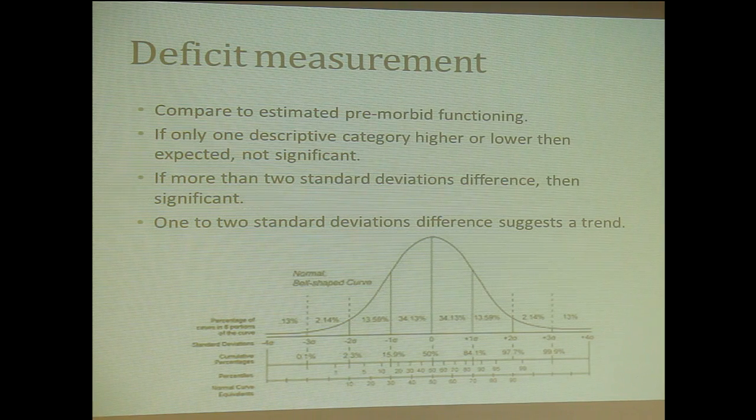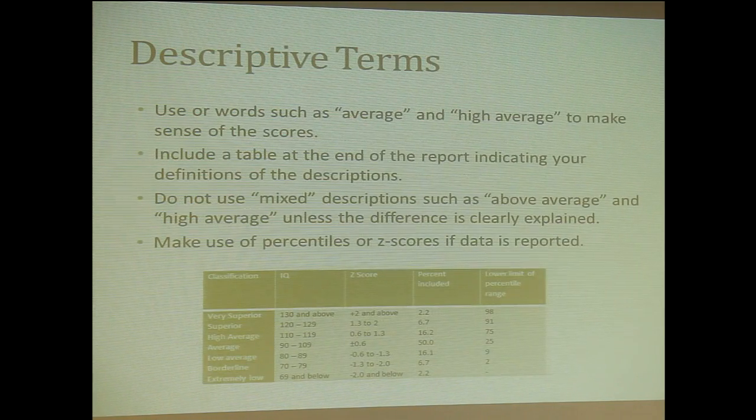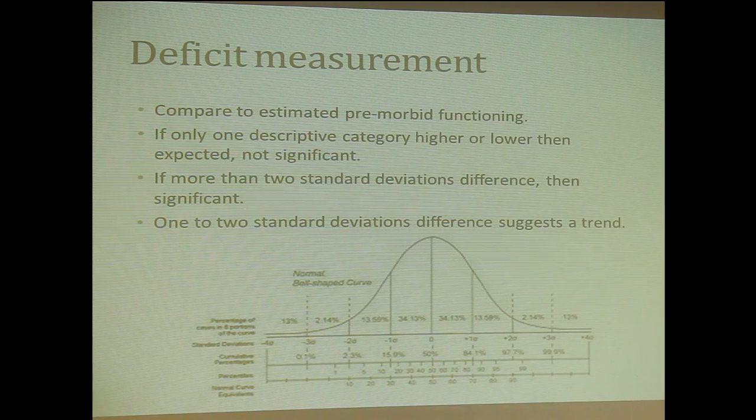However, if you're expecting them to do in the average range and they fall in the borderline range, then that's significant. Or if you expect them to perform in the high average range and they're now performing in the low average range, that's significant. But if you expect them to perform in the high average range and they're functioning in the average range, that's not really significant. It's interesting, it's noteworthy, but it's not significant. And if more than 2 standard deviations difference, then that's significant. And 1 or 2 standard deviations just suggests a trend.